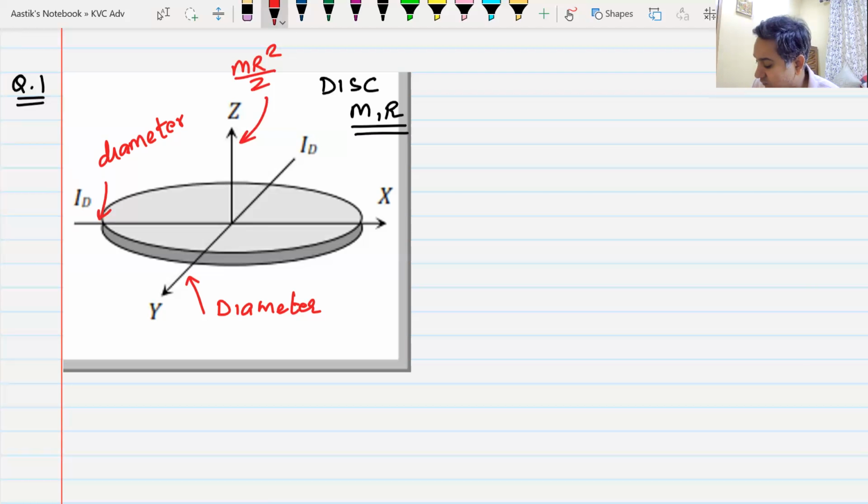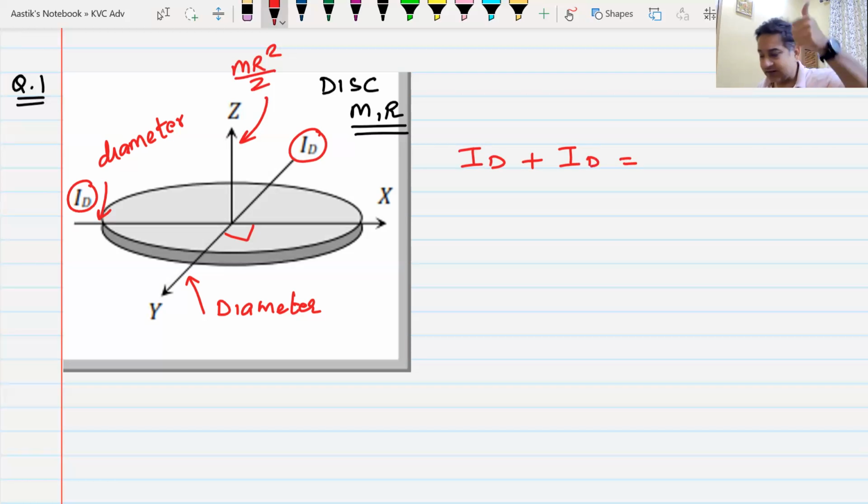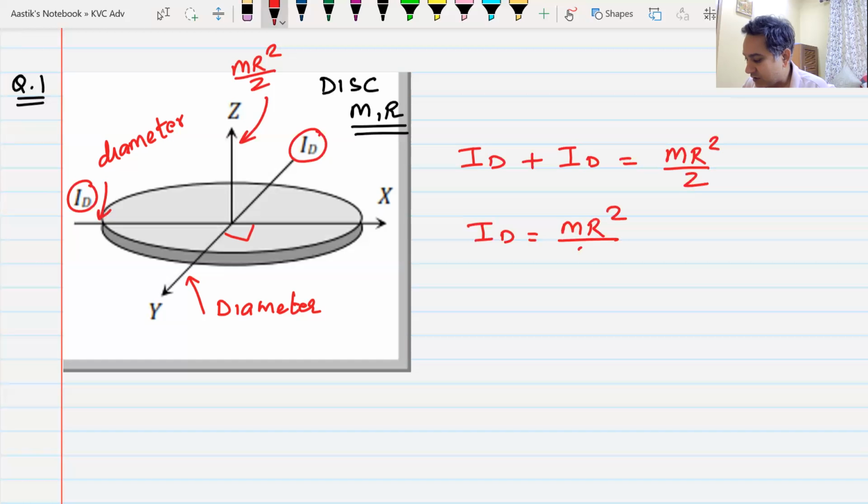So what we have done here is we have taken two diameters, one along the x-axis and one along the y-axis. Both moments of inertia should be the same. If I add Id and Id, the moments of inertia about the x and y axes where the disk lies, Id plus Id should be equal to the moment of inertia along the z axis, which is already known as mr square by 2. Therefore, the moment of inertia about the diameter axis becomes mr square by 4.